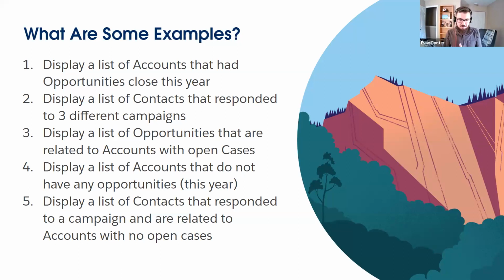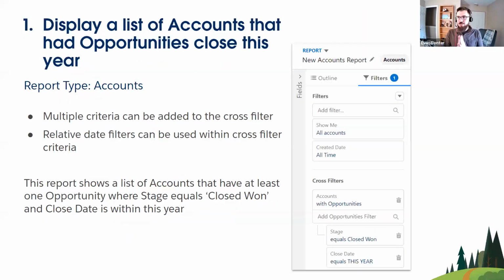So here are the 5 examples we're going to go through really quickly. First example: there's a report request that says, hey, I want to display a list of accounts that had opportunities closed this year. In the real world, maybe you want to invite all of your current year clients to the holiday party. So you need a unique list of accounts, but you just want to make sure each one of those accounts had at least one opportunity to close in the current year, and then you'll send them an invitation to the holiday party.